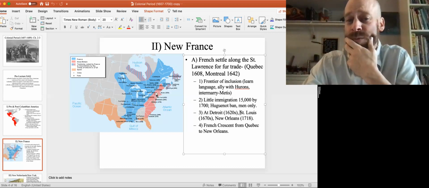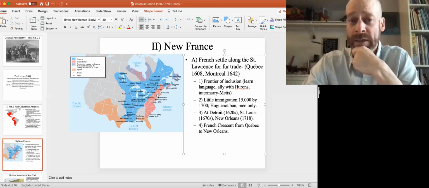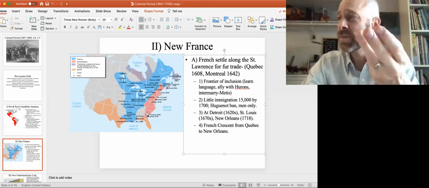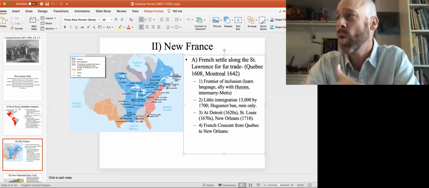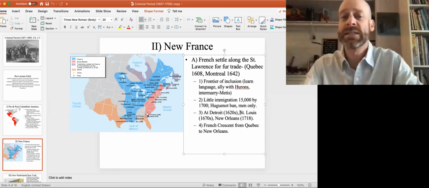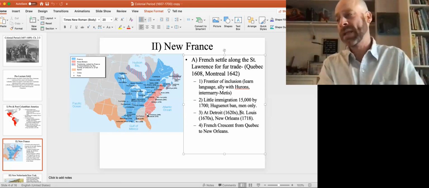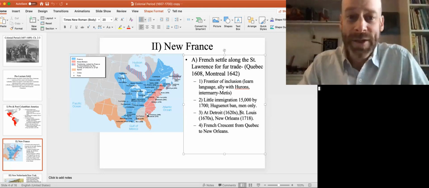Here, this sort of reddish pink area, this is what will be called British North America. It stretches from Maine all the way down to Georgia. And the population there is somewhere between 1.5 million to 2 million by the 1760s. So the English were much more successful at transplanting their population and getting people to go to the New World.